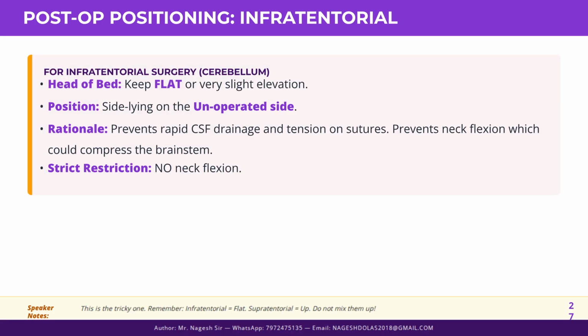For infratentorial surgery, keep the head of the bed flat or with very slight elevation. Position the child side lying on the unoperated side. This prevents rapid CSF drainage and tension on sutures. Strict restriction of neck flexion is necessary to avoid compressing the brainstem.